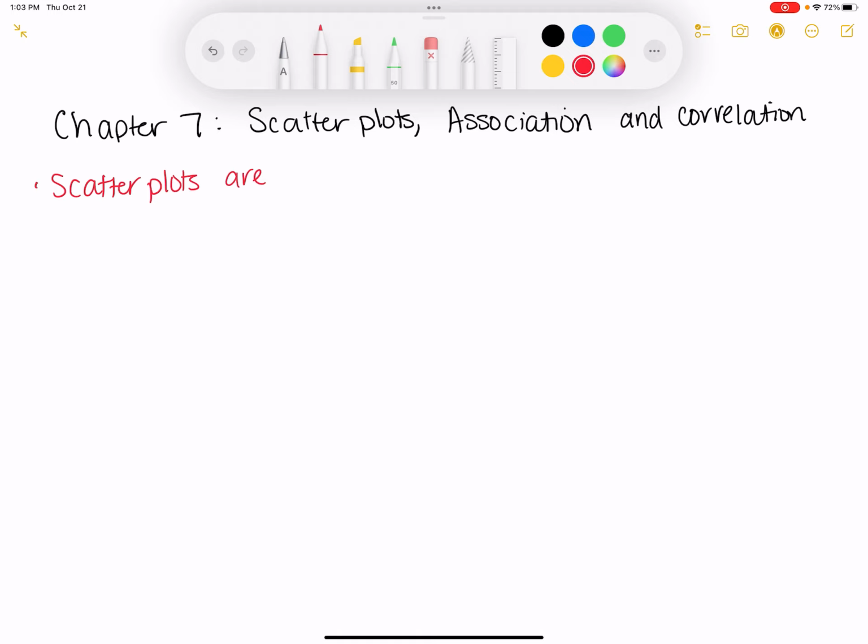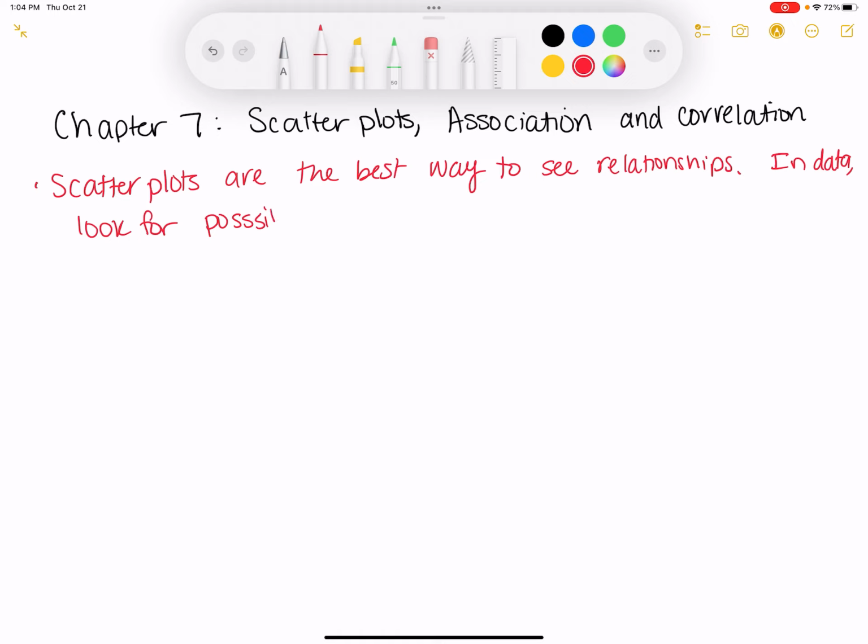Yeah, we did them in algebra too. Oh, that's why. Scatterplots are the best way to see relationships in data. Look for possible association. I cannot spell. This is a problem.